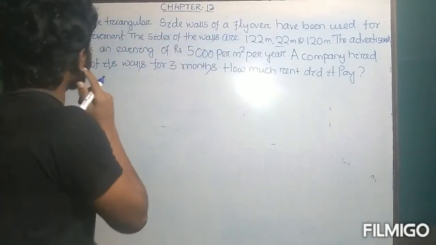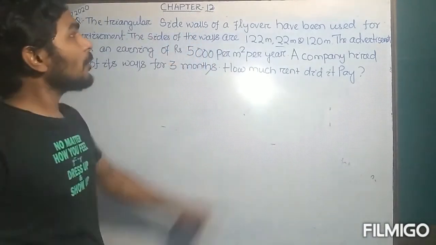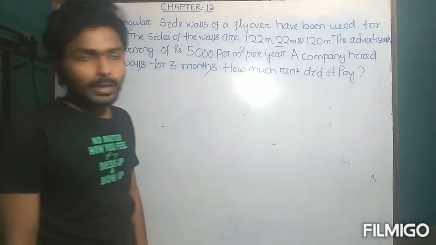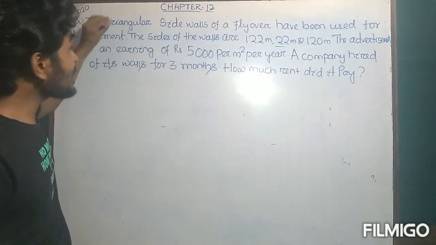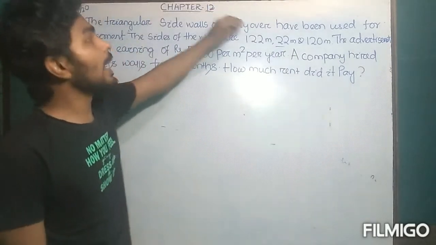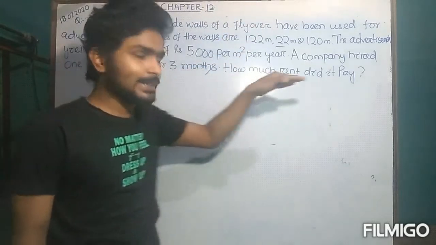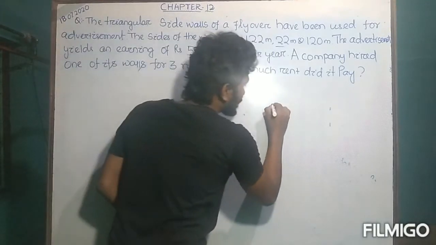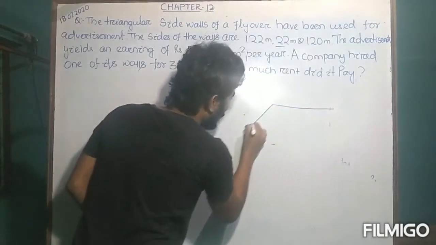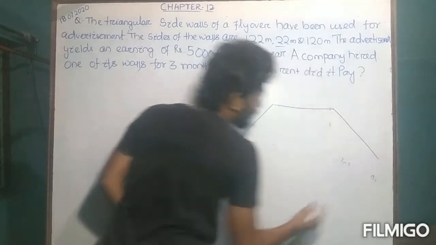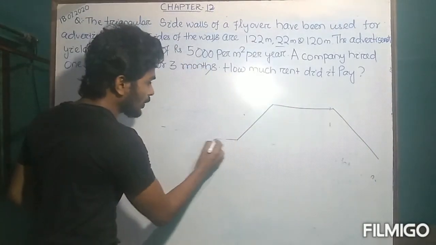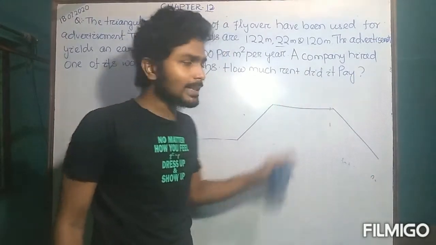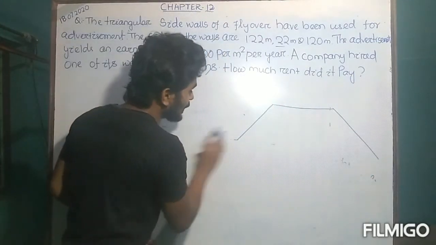In question number 2 it is given that the triangular side walls of a flyover have been used for advertisement. Okay, so understand it. There are triangular side walls of a flyover. Flyover means it is a bridge on the road. Suppose the flyover is like this. This is the flyover bridge, and this is the road over which people are riding their vehicles and crossing over this bridge.